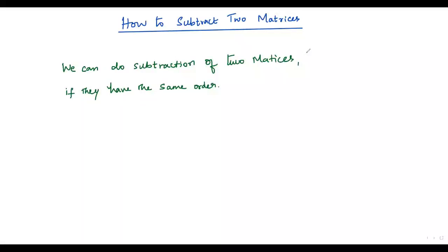In this video, we are going to see how to subtract two matrices. Actually, we can do subtraction of two matrices if they have the same order. For example, let us consider two matrices A and B. Let the order of the matrix be m by n. That is, the matrix A contains m number of rows and n number of columns.